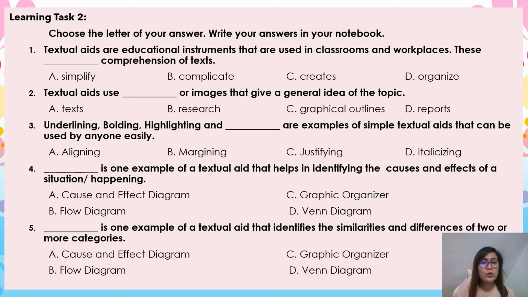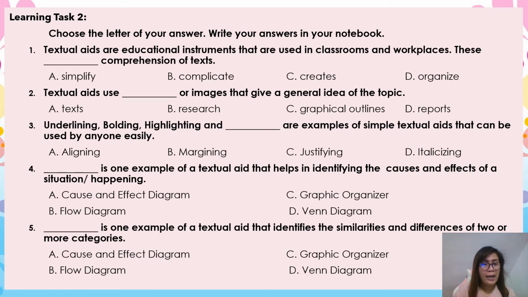Next number. Textual aids use blank or images that give a general idea of the topic. Is it A. Text, B. Research, C. Graphical outlines, D. Reports. Number 3. Underlining, bolding, highlighting, and blank are examples of simple textual aids that can be used by anyone easily. Is it A. Aligning, B. Margining, C. Justifying, and letter D. Italicizing.